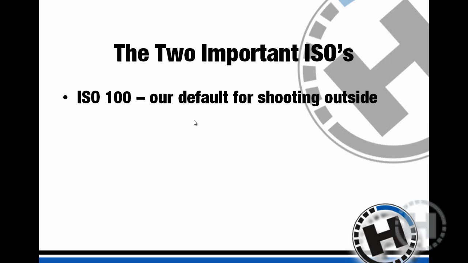Now, on overcast days, you might find that you have to boost your ISO up to 200 or maybe even 400. But for the most part, when we go outside, just set your camera to ISO 100, and 99% of the time, you should be good to go.